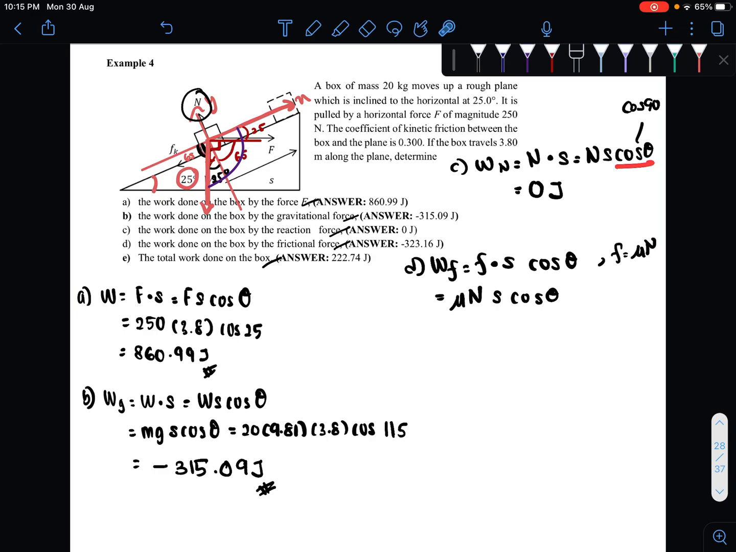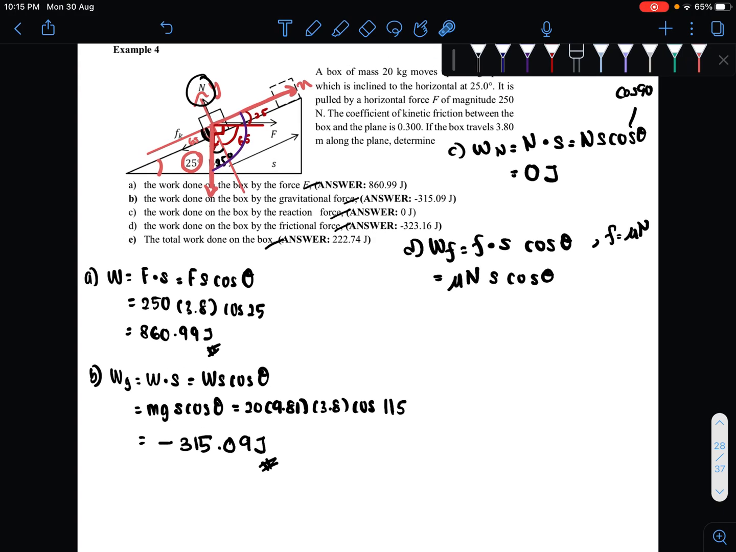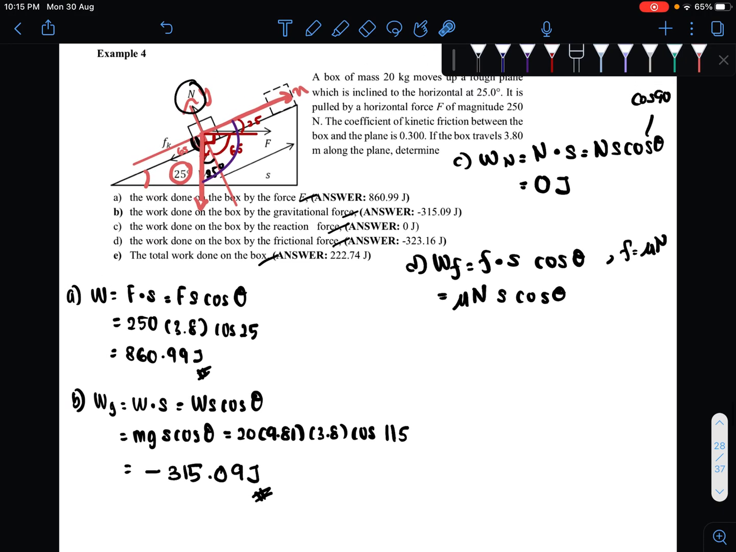Earlier we escaped finding the normal force's value because we know the theta there is 90, so this leads to 0. Therefore we get 0 joule. But here we cannot avoid finding it. So how are you going to find it? You're going to solve your summation Fy, your y-axis, in order to get your normal force.